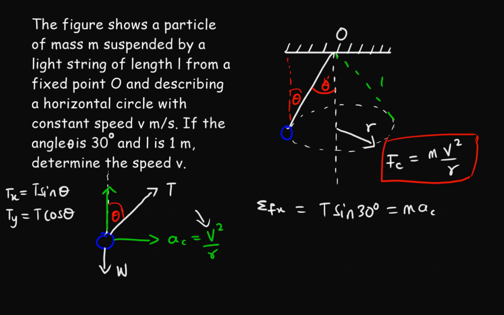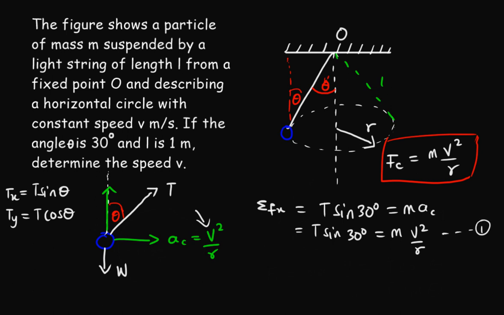So that's why I have this equation here. In this case, the total force acting on this particle in the x direction was T sine 30 degrees, and that would be equal to the mass times the centripetal acceleration of the particle. So that's why I have this here. Rewriting this gives me T sine 30 degrees equals mass times centripetal acceleration, which is v squared over r. Okay, so this will be my equation 1.